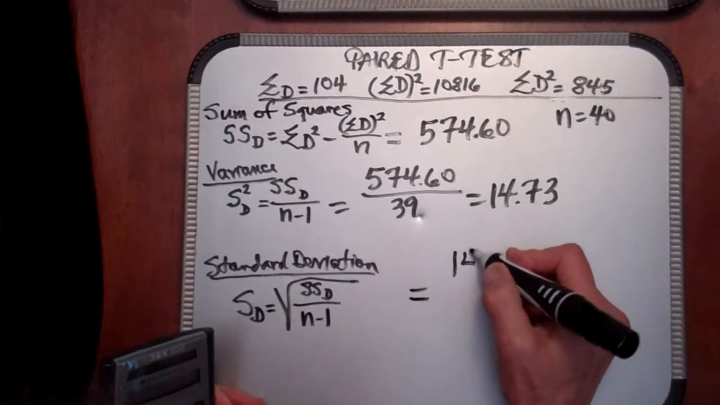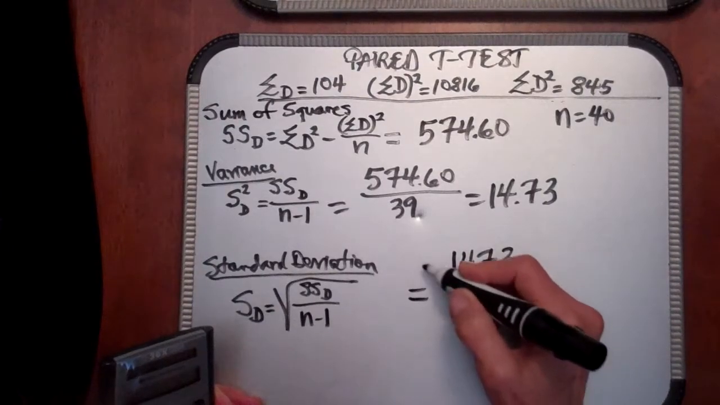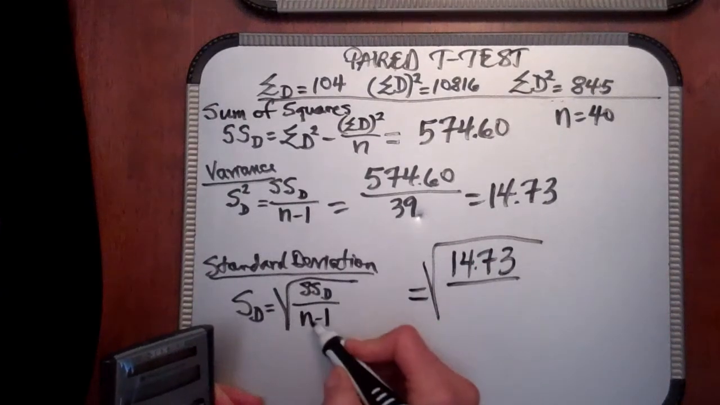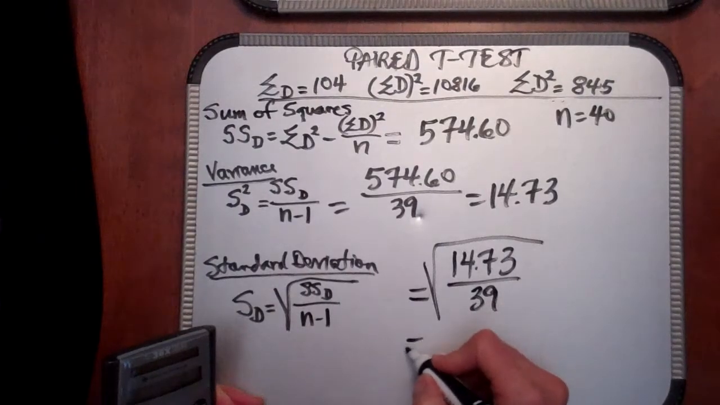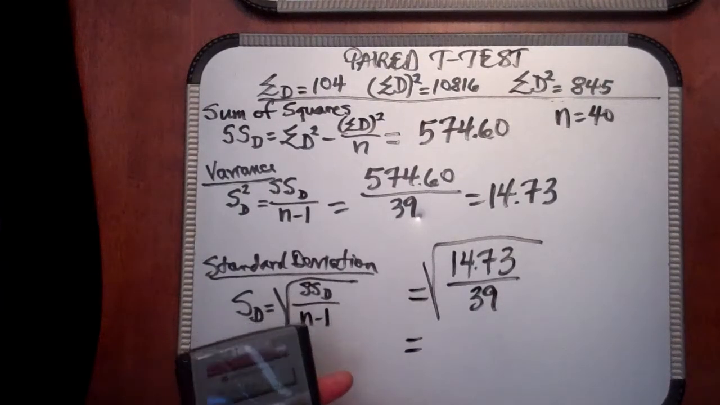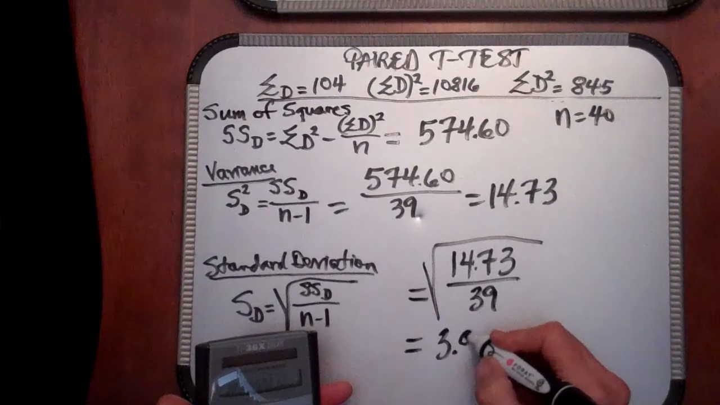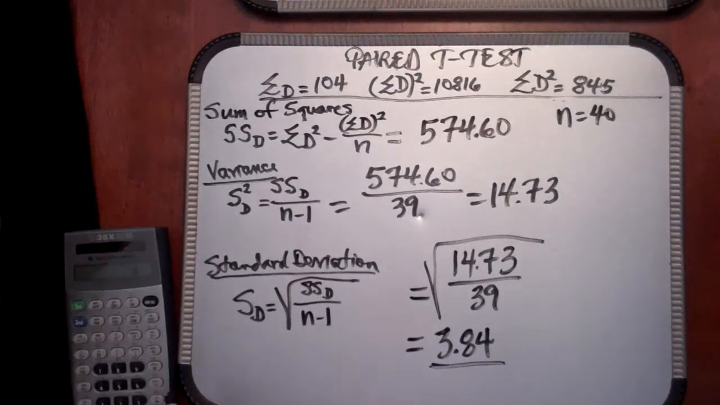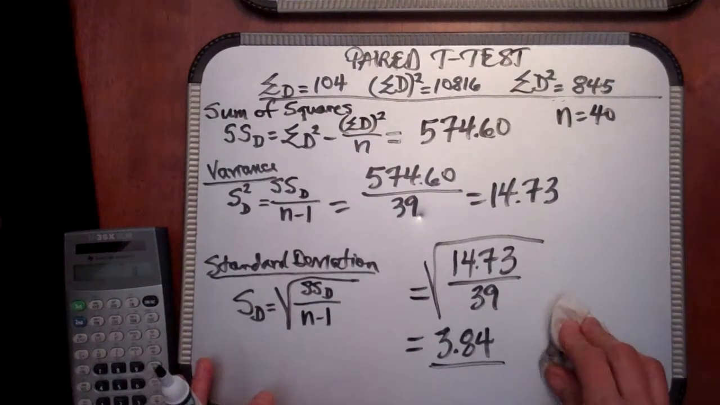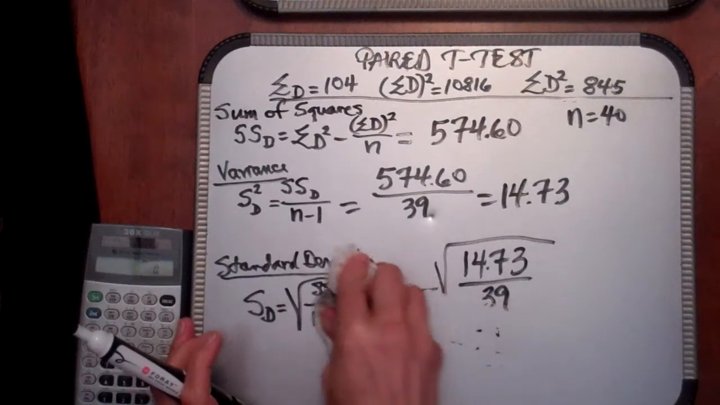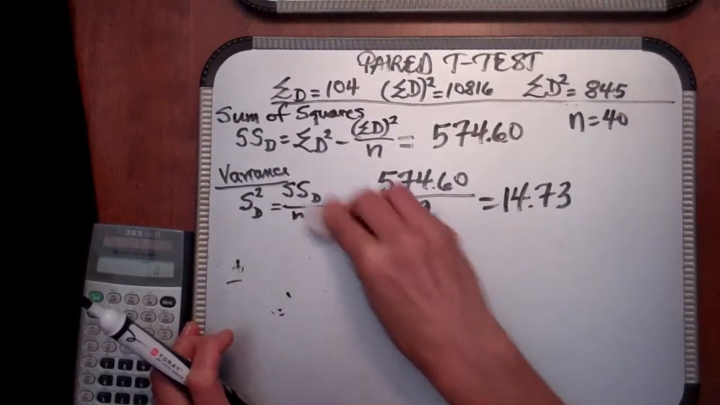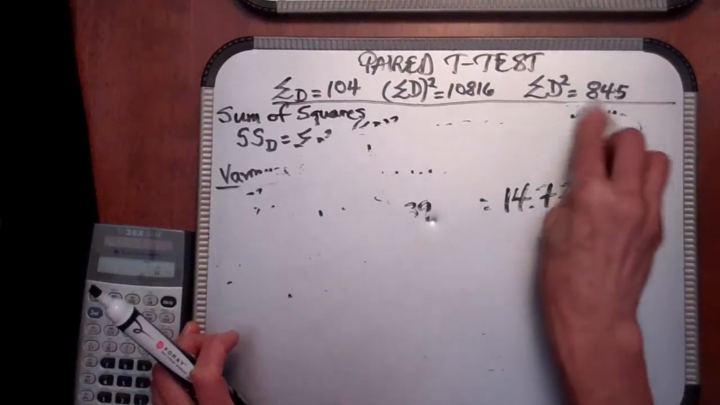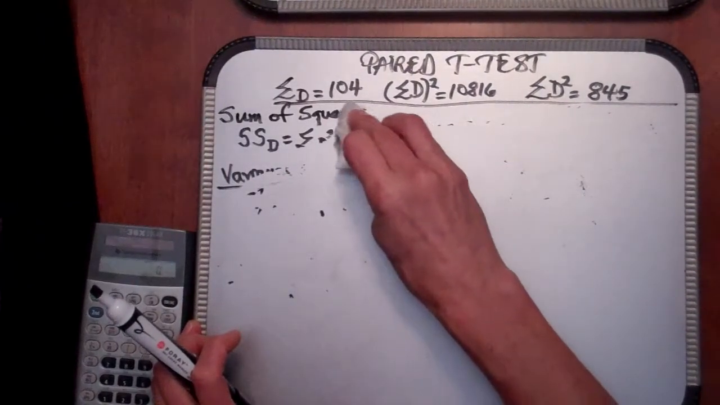Okay, we'll write this out just so you don't have any doubt about where this is coming from. Square root of 14.73, and minus 1 is 39, equals 3.84, and we're rounding again, right? Okay, so now we've determined that our standard deviation for the differences, for the mean differences in this sample, is 3.84. So now we can go back. Let's get rid of all this. 3.84. After we've done those calculations.